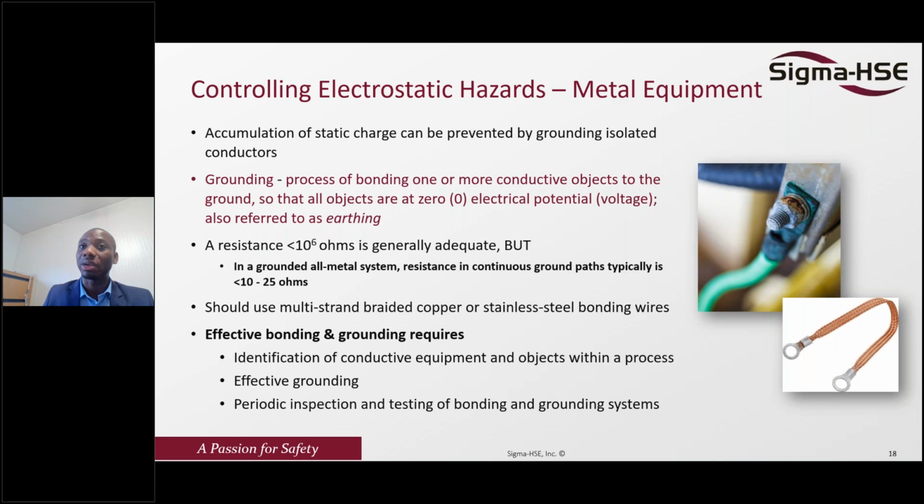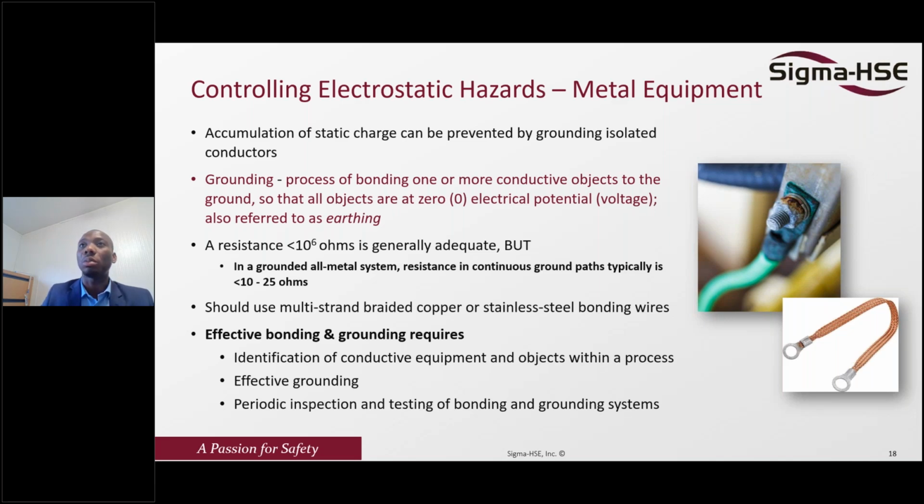And we already understand grounding. Grounding is connecting the equipment to the earth, to the ground. That is the first thing. Grounding is a process of bonding one or more conductive equipment to the ground so that all objects are at zero electrical potential. That is also referred to as earthing. At each plant, they have an earth connection where everything goes and connects to it. Usually a resistance of less than 10 exponent 6 is generally adequate.